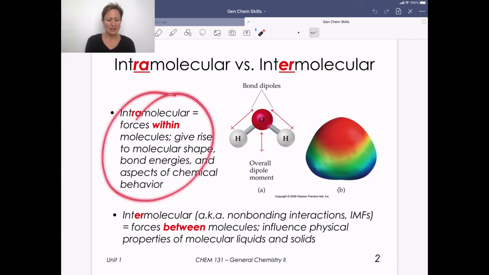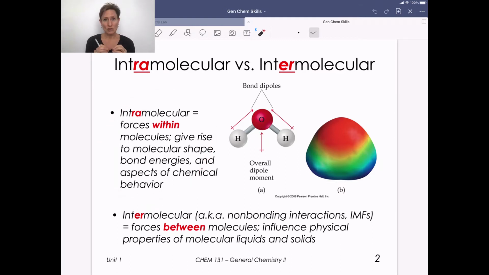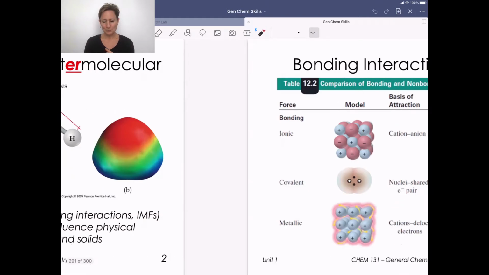So intramolecular forces are within molecules. So these are the bonds that hold the atoms together. They give rise to the molecular shape, properties like bond energy, aspects of chemical behavior. That's not what we're talking about in this skill. We're talking about intermolecular forces, these non-bonding interactions that are between molecules. These are what are important for influencing physical properties that we'll talk about in this skill.